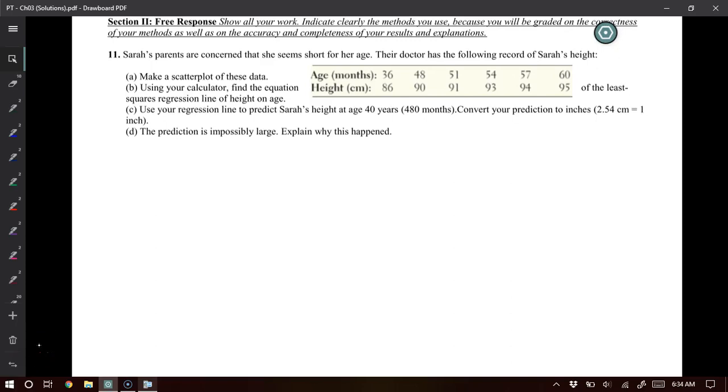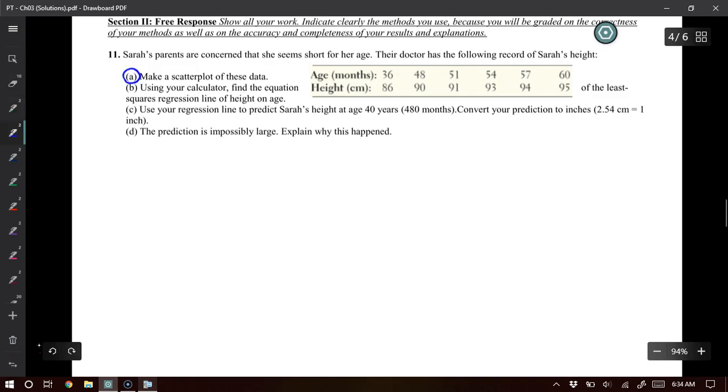In this video, we're going to look at question 11 of the free response portion of the Chapter 3 practice test. Question 11 says, Sarah's parents are concerned that she seems short for her age. The doctor has found a record of Sarah's height. The first prompt asks us to make a scatter plot.